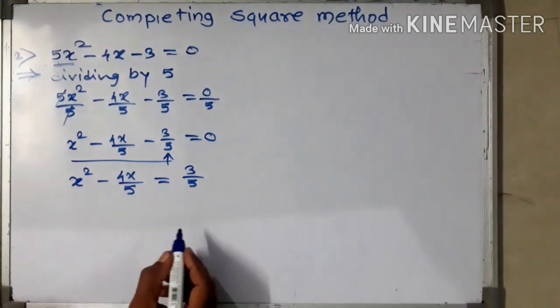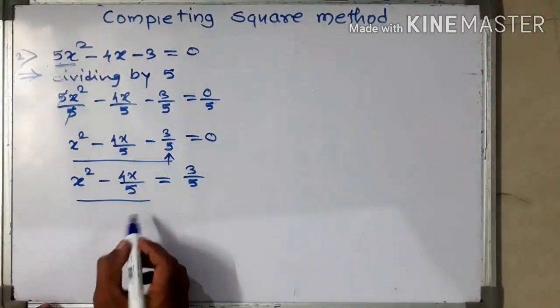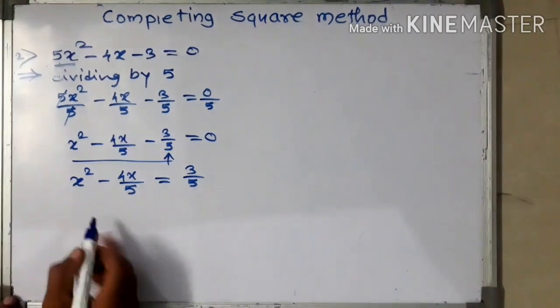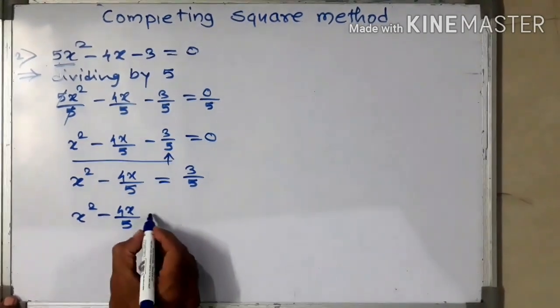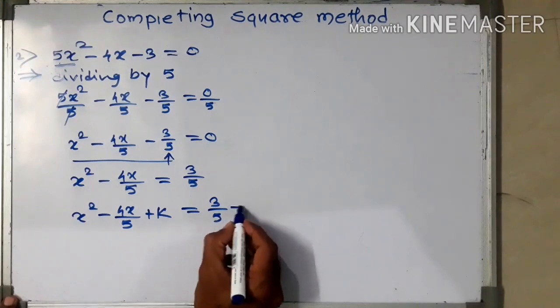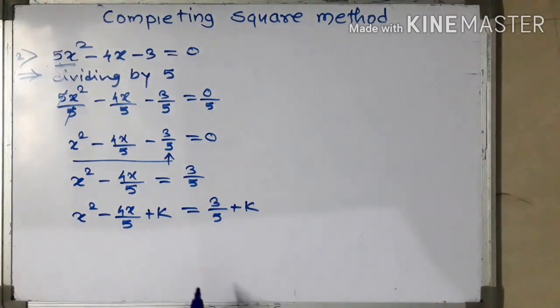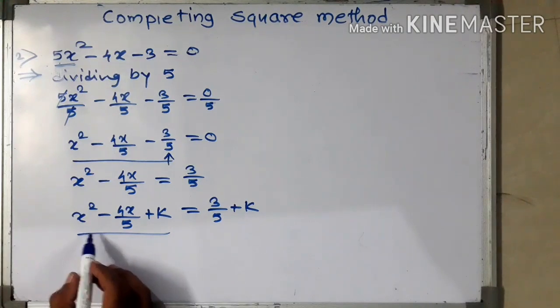Now we should add a new third term so as to get that polynomial, a square polynomial. We add the new third term, that is k, on both sides so as to equalize that equation. Now this is the polynomial.